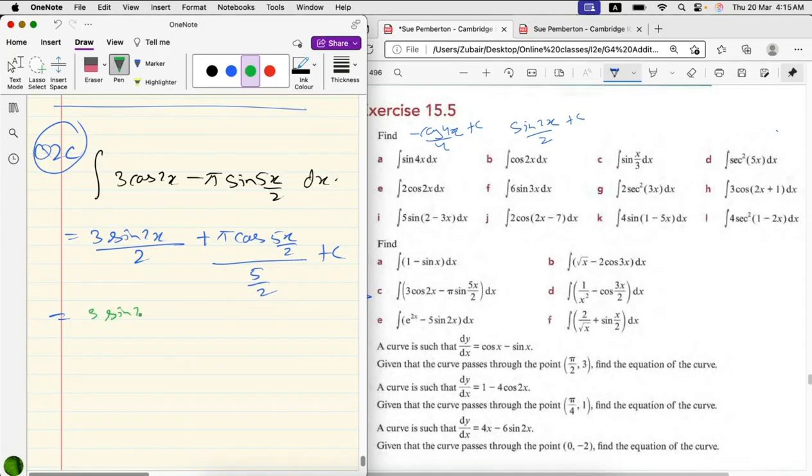3 sine 2x over 2, and this 5 by 2 will become 2 pi cos 5 by 2x over 5. This is the angle part, and that is the denominator.